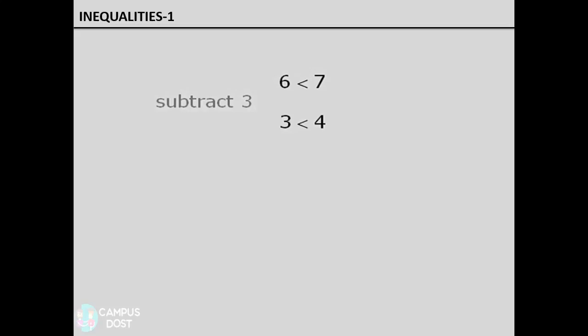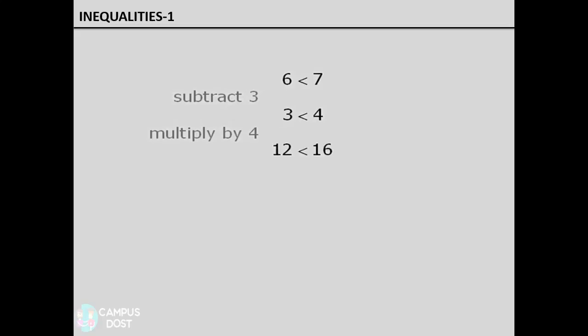Since 3 is less than 4, we can see that the inequality remains intact when we subtract 3 from both sides of the inequality. Similarly, if we multiply both sides by 4, the inequality remains, since 12 is less than 16. Adding 8 to both sides results in 20 is less than 24, which is a valid inequality. Dividing both sides by 2 results in a valid inequality as well. So it would appear that inequalities behave the same as equations do, in that if you perform the same operation to both sides, the inequality remains intact.